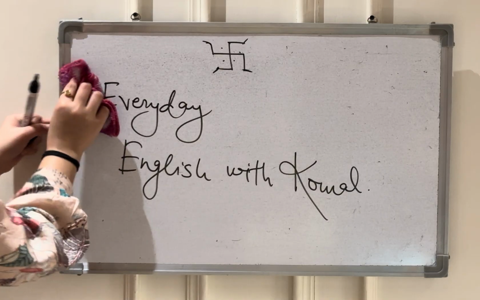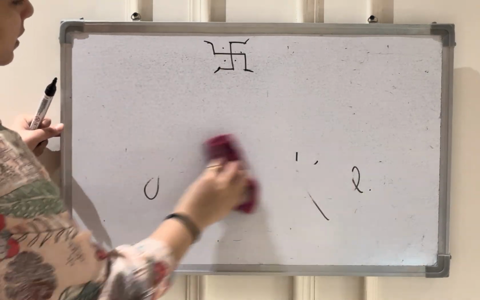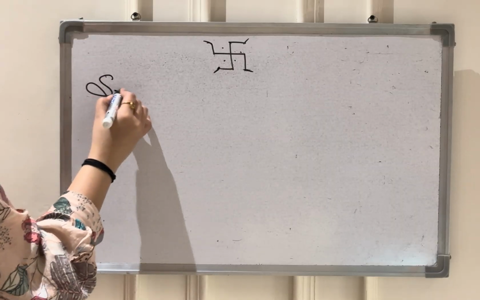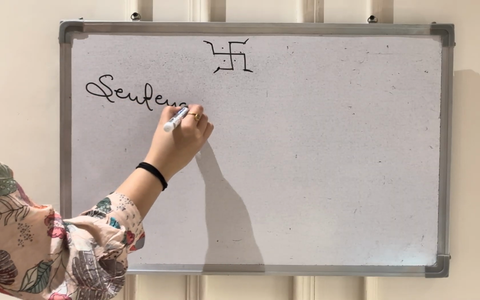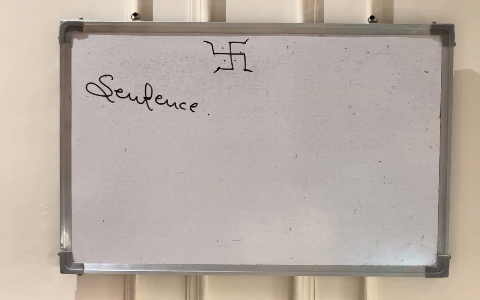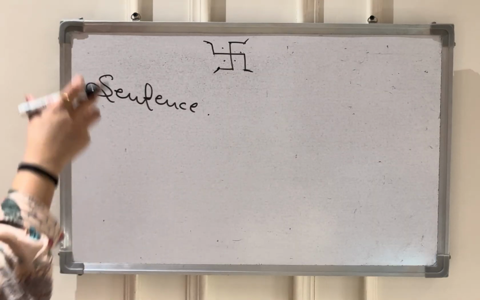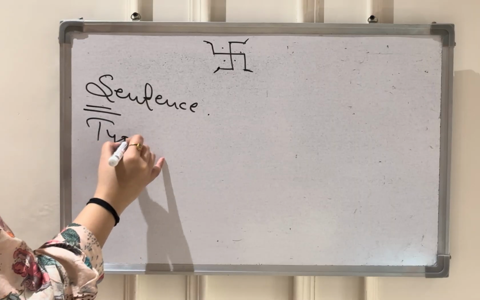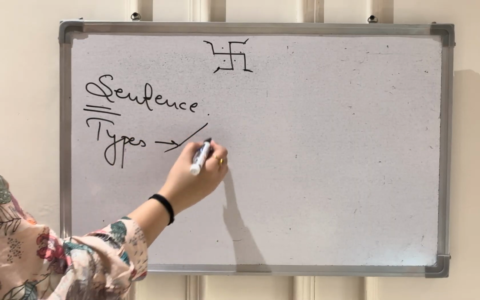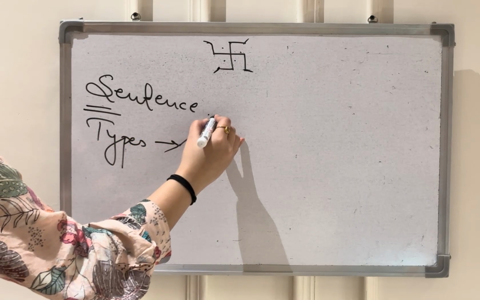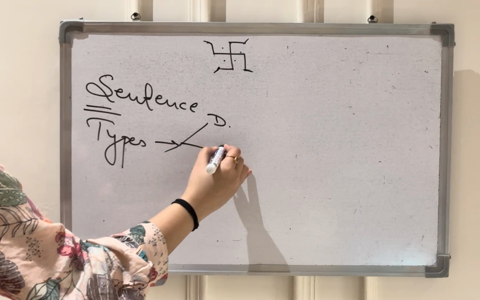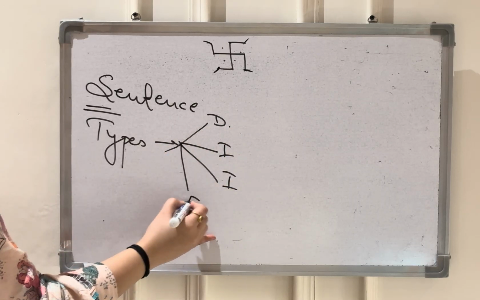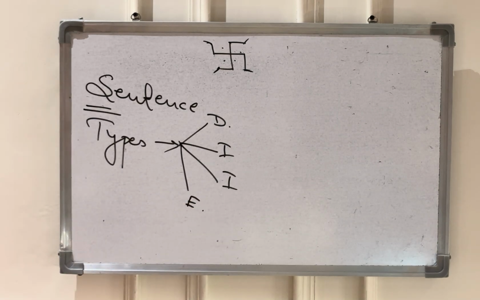So let's start. In the last session we learned about sentences and types of sentences. Do you remember what is a sentence? Sentence means a group of words combined together that can form a complete sense. That is my sentence. What are the types of sentences? First one is declarative sentence, second one is imperative sentence, third one is interrogative sentence, fourth one is exclamatory sentences, right?